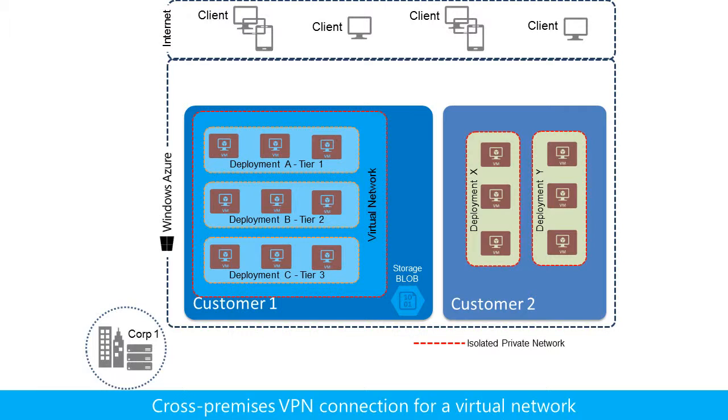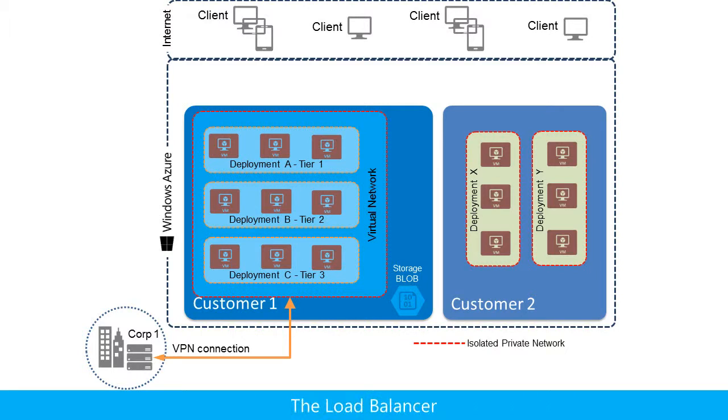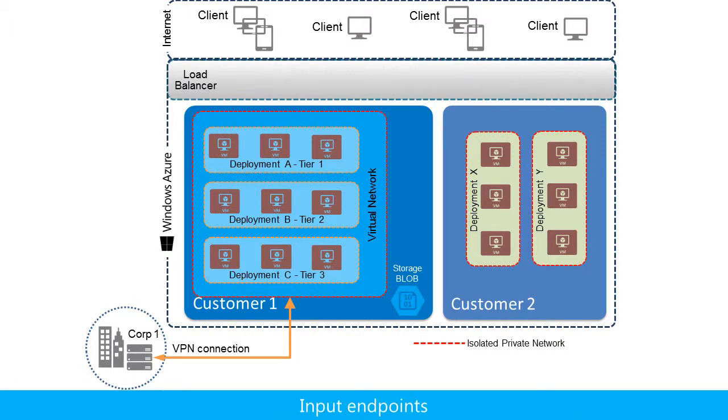For virtual networks, you can also configure a cross-premises encrypted VPN connection. This makes the subnets and virtual machines in the virtual network an extension of your organization network, similar to a branch office. Between the internet and the virtual machines of a deployment or virtual network is the load balancer, which provides routing, traffic translation, firewalling, and load distribution services for traffic to and from virtual machines.